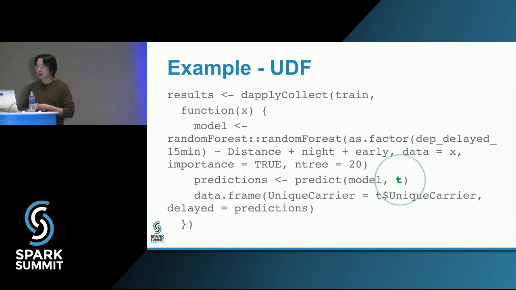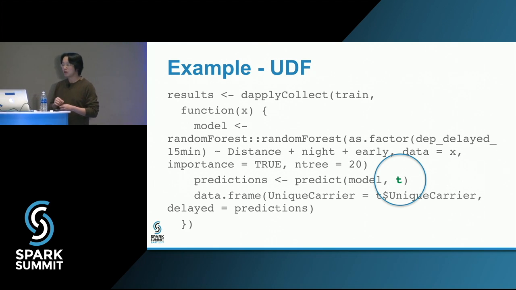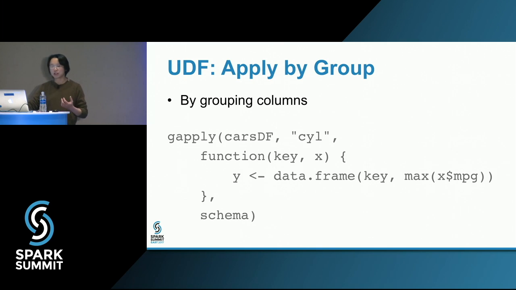One thing I do want to highlight here is this T. This is one of the lesser known features supported by SparkR, what we call closure capture. So T is a native data set. What happened here is this native data set, this test set, is automatically serialized and broadcast to all the executors so that it's available when the UDF is executed. So it's really handy that way.